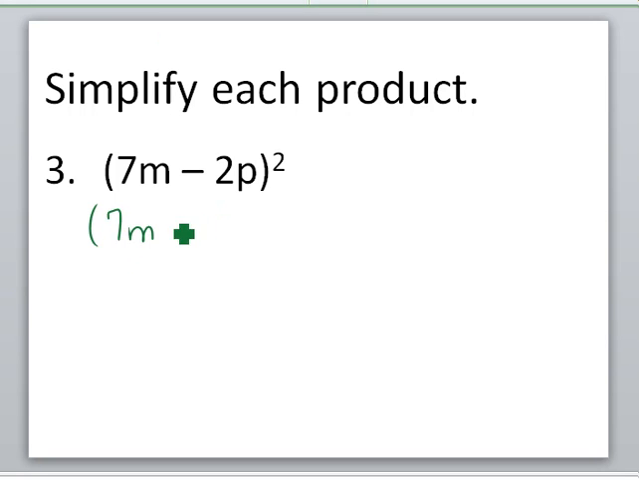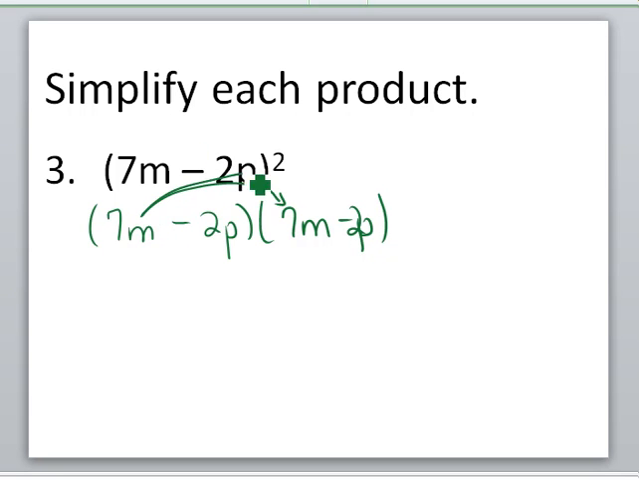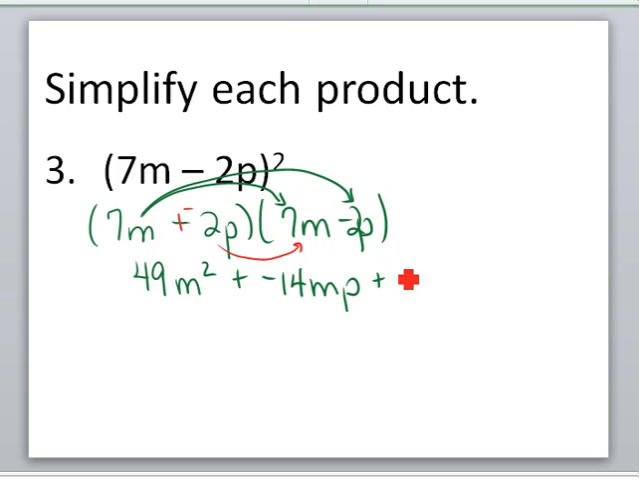Again, I'm going to rewrite 7m minus 2p times 7m minus 2p. So I'm going to take my 7m and distribute it to the second set of parentheses. 7 times 7 is 49. M times m is m squared. 7m times negative 2p. 7 times negative 2 is negative 14, and then I'll write mp. Now I'm going to distribute my negative 2p through. So I have a negative 2 times 7, which is a negative 14 mp. And then I have a negative 2p times a negative 2p, which would be negative 2 times negative 2, positive 4. P times p is p squared.